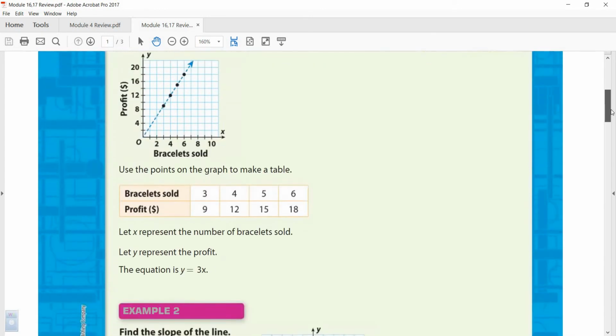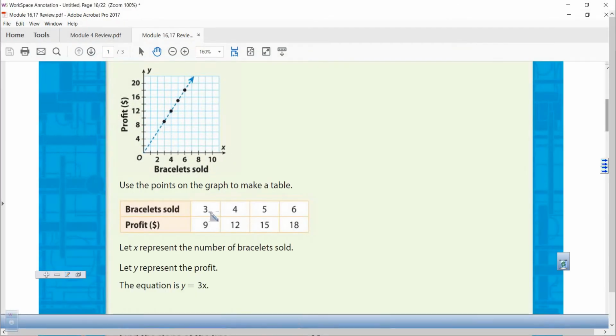We can also see that in this table, right? If I take any of these points, 9 divided by 3 is the same as 12 divided by 4, which is the same as 15 divided by 5, which is the same as 18 divided by 6. All of those equal 3 over 1. So that's what k is.